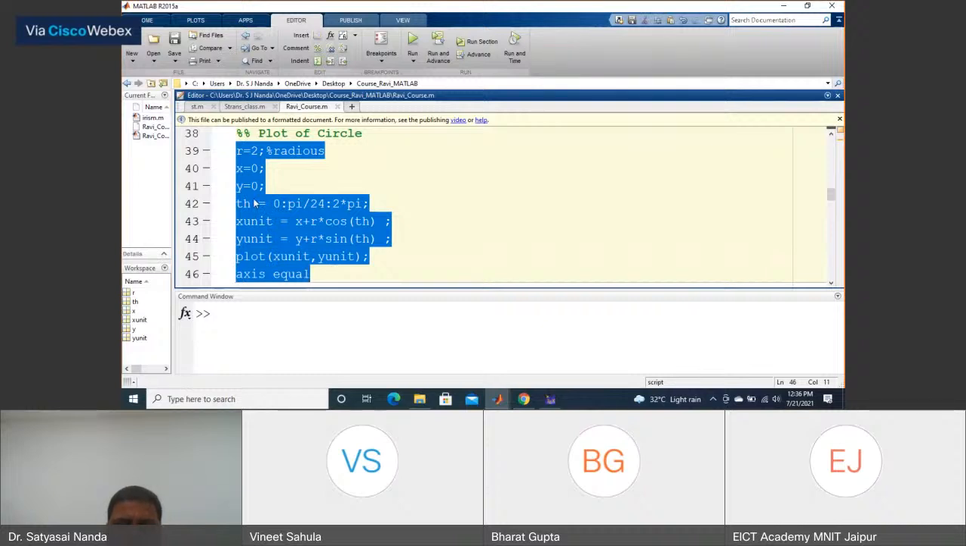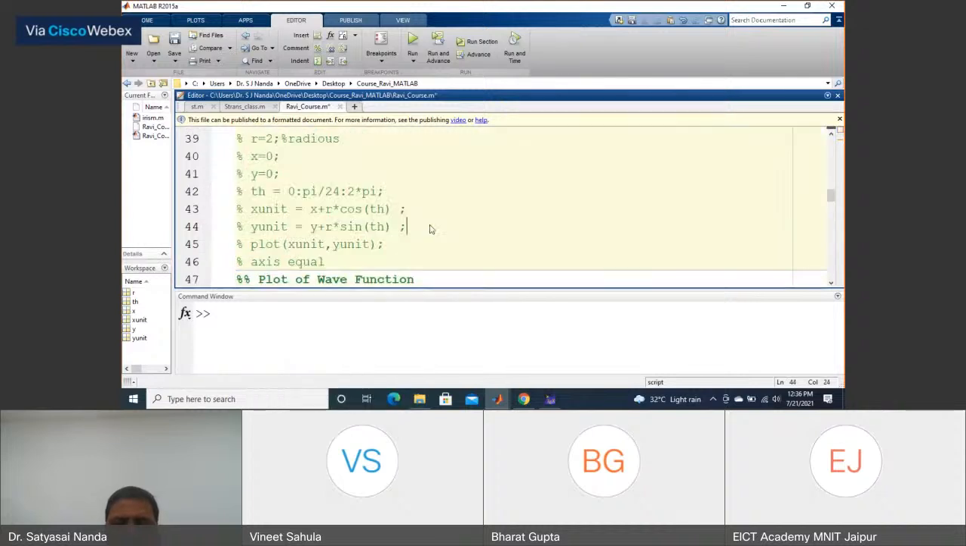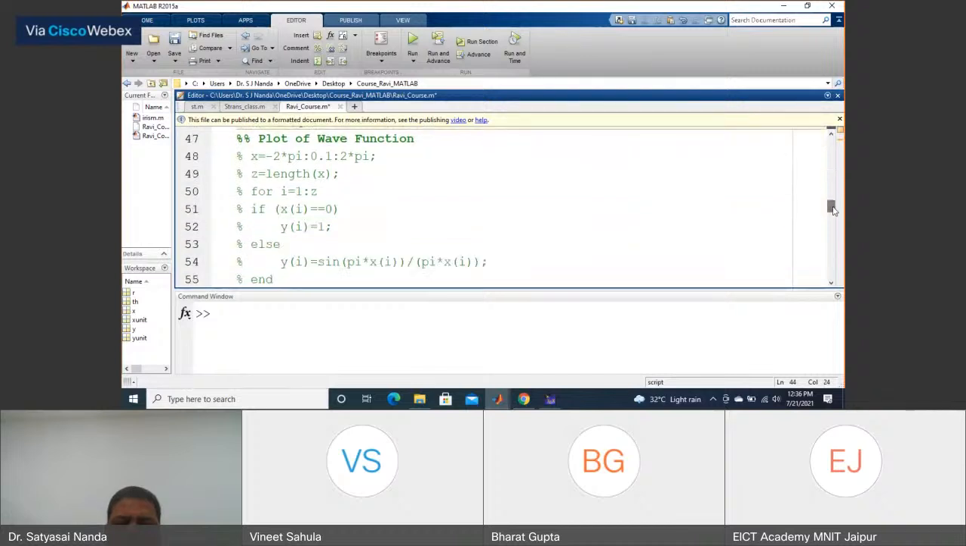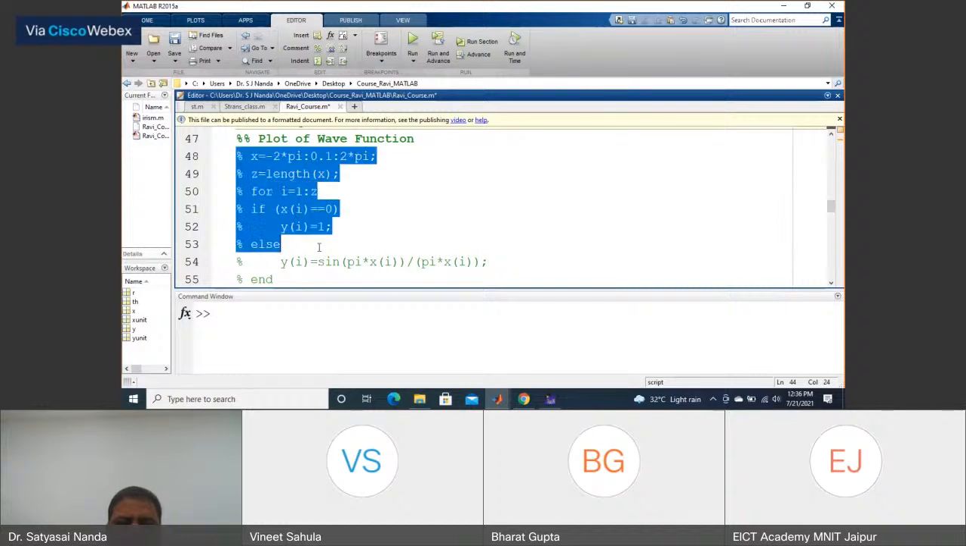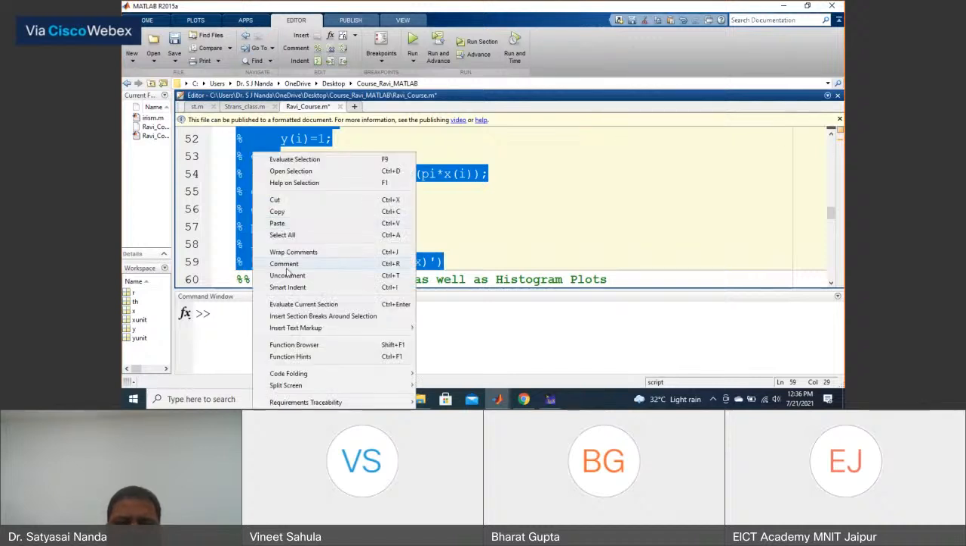Then the next thing, I told you we have plotted the sinusoidal function and the circle. Then we need to plot a wave function. The wave function is very, very important from a practical point of view. There are many practical applications of wave functions in signal processing.